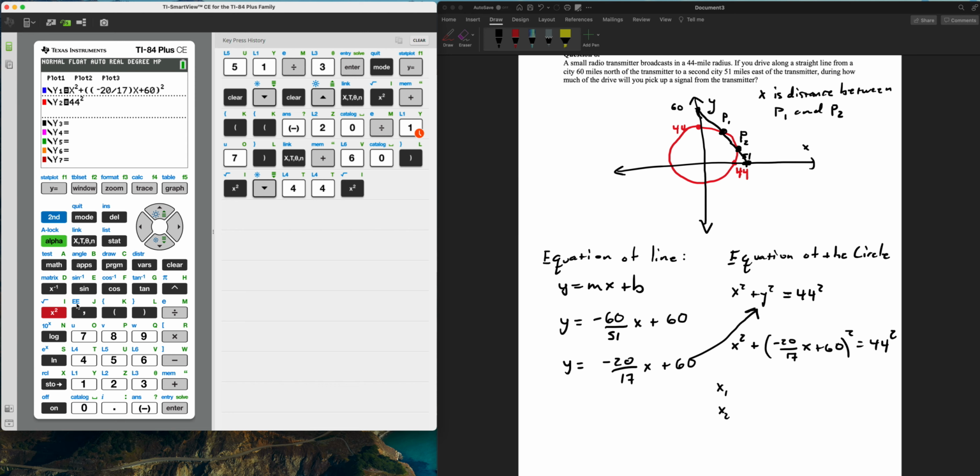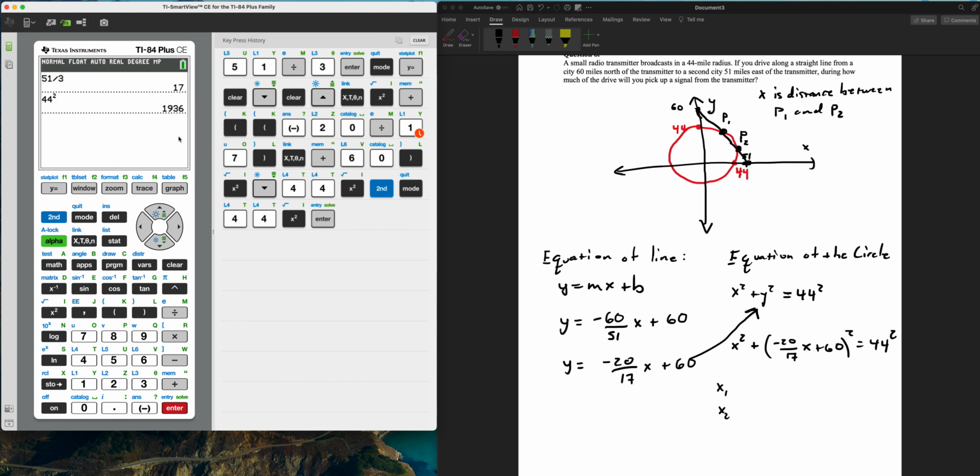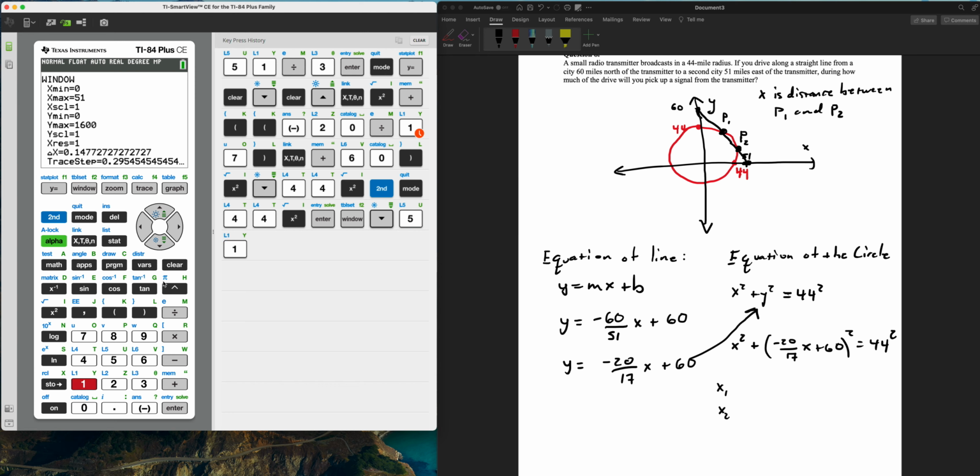Now we may have to adjust our window. We know the x value goes from 0 to 51 as a possibility, so that will give us a good window to look at for our x values, 0 to 51. And the y values have to be at least 44 squared. We can get a great estimate for that by just computing 44 squared. So our y max has to be more than 1936. So we let our y max be 2000. So now we go back to adjust the window, 0 to 51 and 0 to 2000, which should give us a good viewing window.